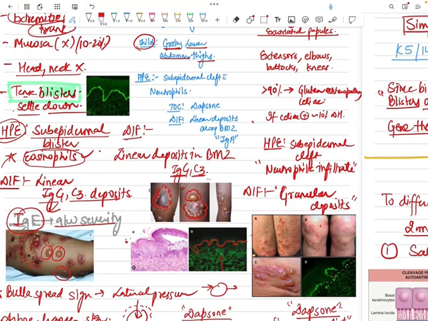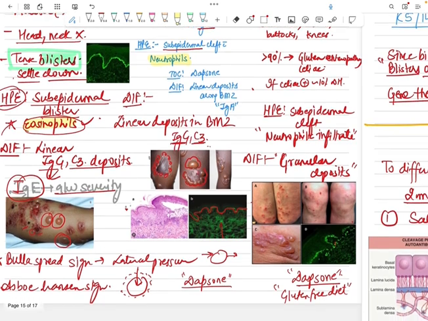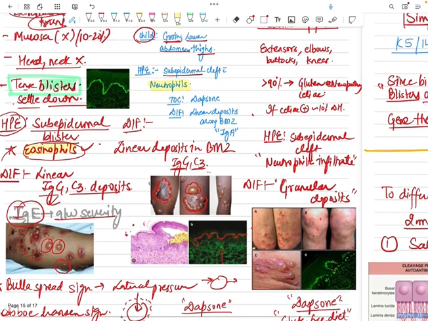Again, histopathology, it is subepidermal, right? Subepidermal, but this is not eosinophils like bullous pemphigoid. This is a neutrophilic deposit, right? These are neutrophils. And also linear deposits on DIF again, but they will be IgA. IgA antibodies are there.